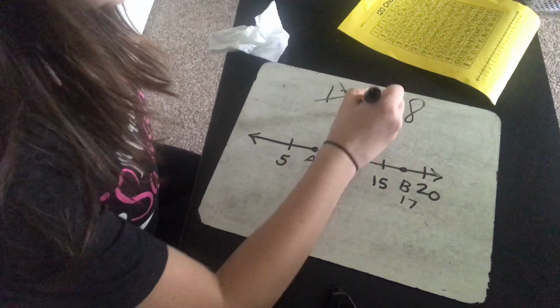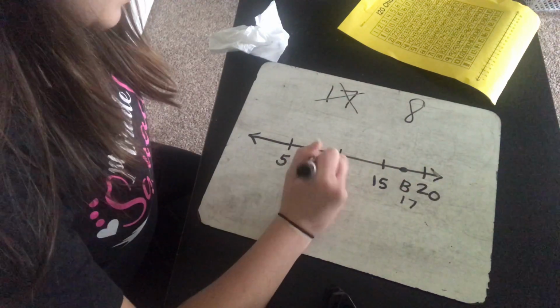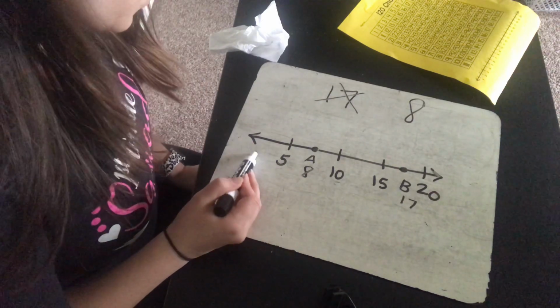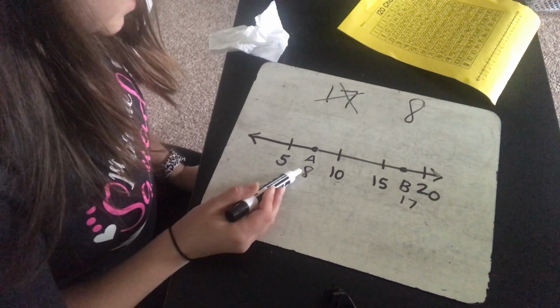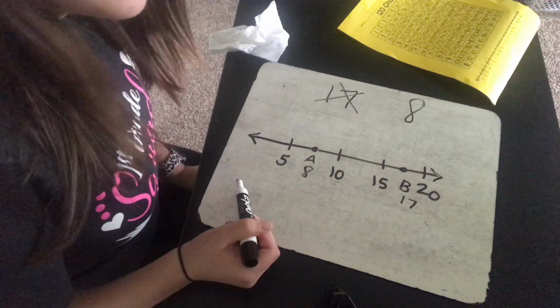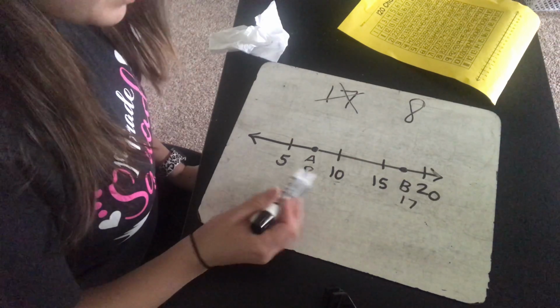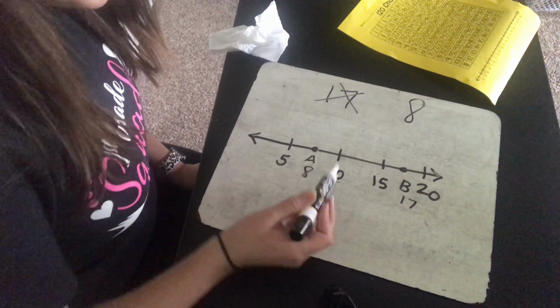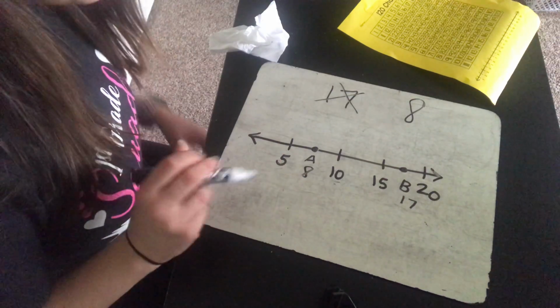All right, and that leaves 8 to go at A. Would that make sense to have 8 here? Let's count. 1, 2, 3, 4, 5, 6, 7, 8, 9, 10. Did I say 8 in between 5 and 10? It was one of the numbers between 5 and 10. So 8 goes at point A.